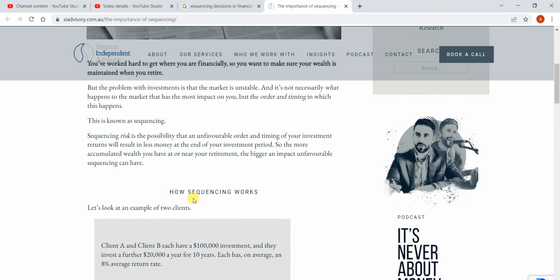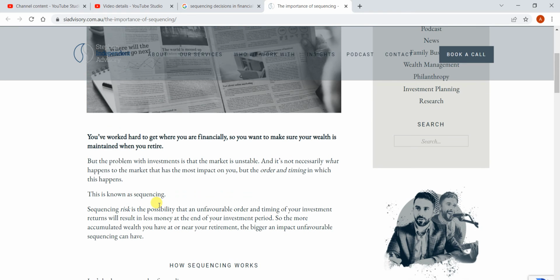So like this, one can use this sequencing decision making process in the financial market.